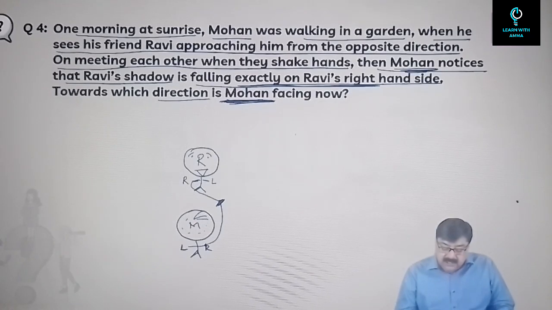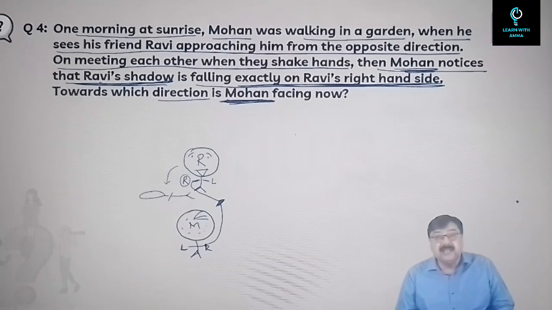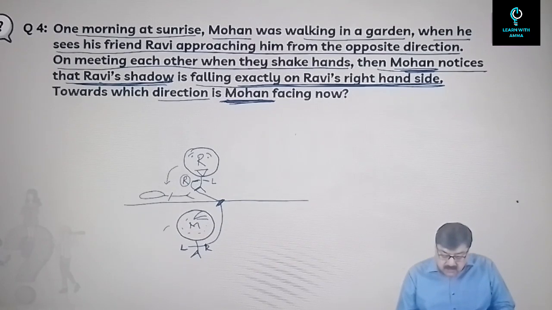Now Mohan notices that Ravi's shadow is falling exactly on Ravi's right hand side. So this is Ravi's right hand side. So let us say this is ground. So Ravi's shadow here is falling like this on his right hand side. This means that Mohan's shadow will also fall in this direction. That is Ravi's right hand side. And Ravi's right hand side is Mohan's left hand side.